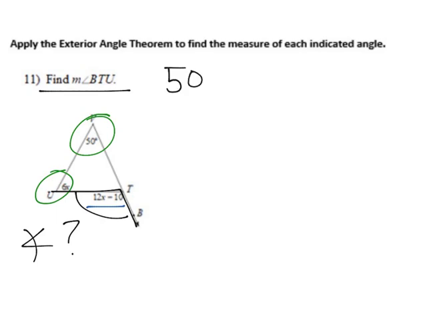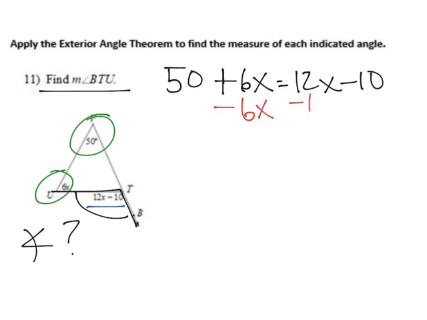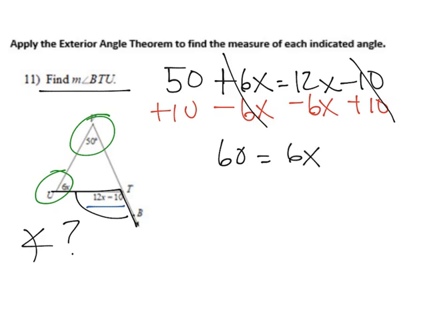I would get 50 plus 6x equals 12x minus 10. And we'll subtract 6x from both sides, and I'm going to add 10 to both sides. Two for one, kind of. We're going to get 60 is equal to 6x. Divide both sides by 6 to isolate x. x equals 10.